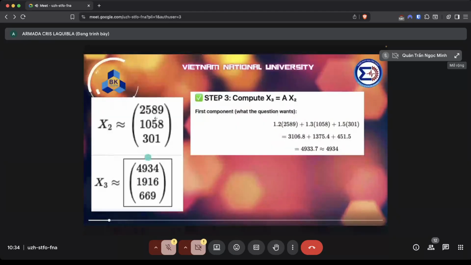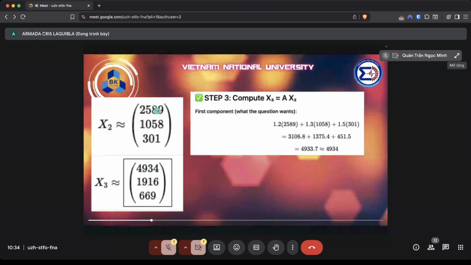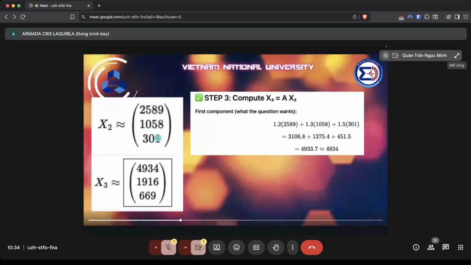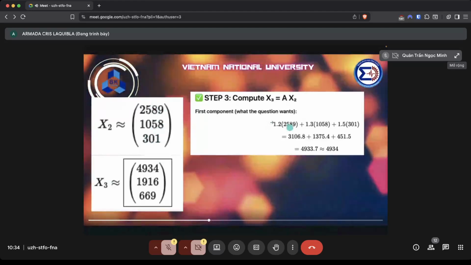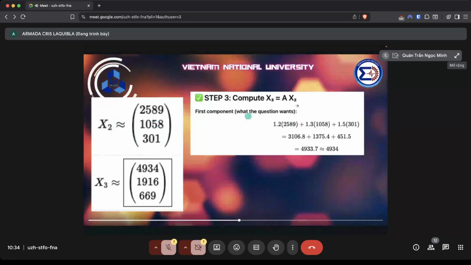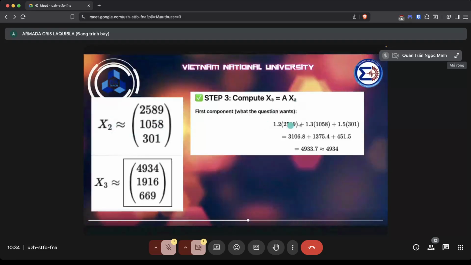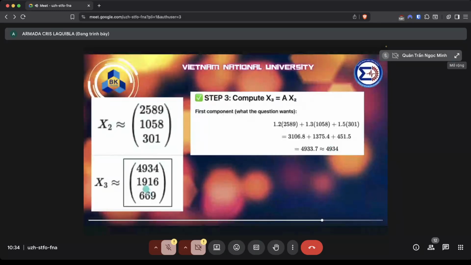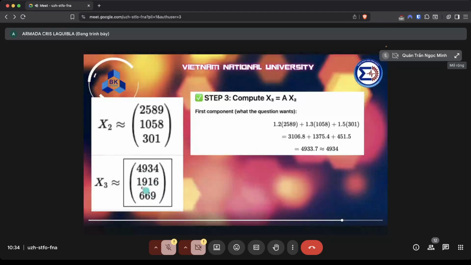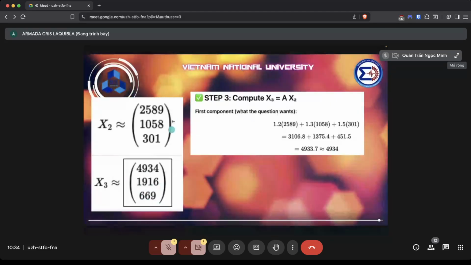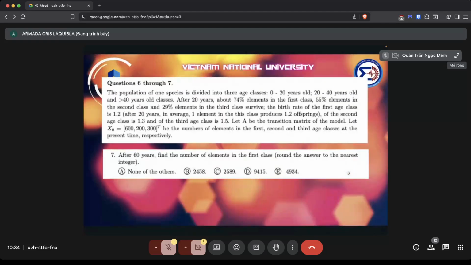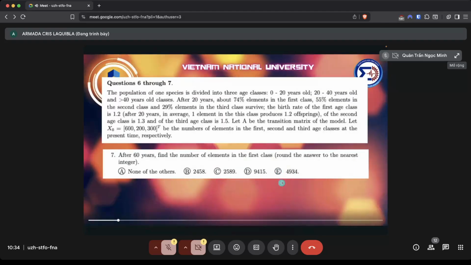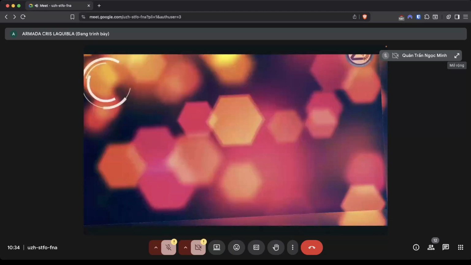By the way, class, solving your X3, you have to multiply this x2 in the first row in your A, okay? And you will get the first component already, 4934. By the way, no need for you to complete the x3 matrix. No need for you to compute the 1916 and the 669. And that's the shortcut for answering this question. The answer is 4934, which is letter E here in the choices for number 7. Next, number 8.